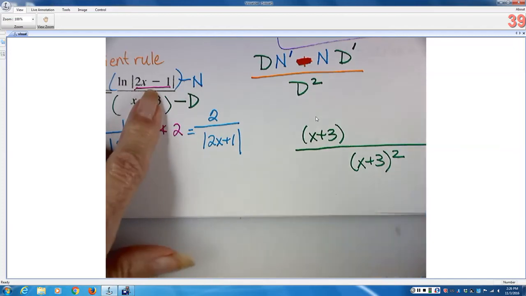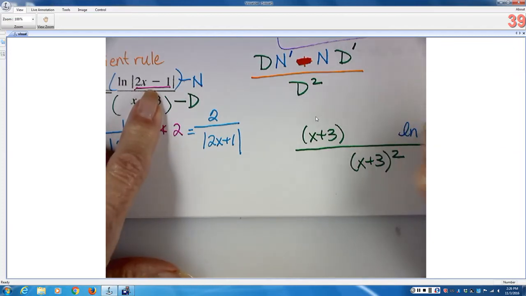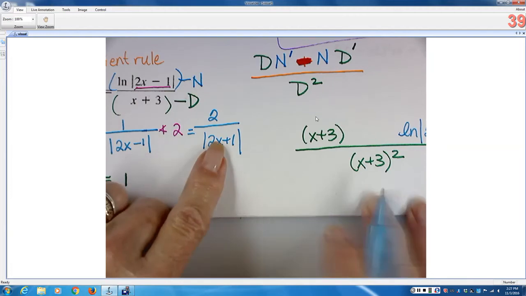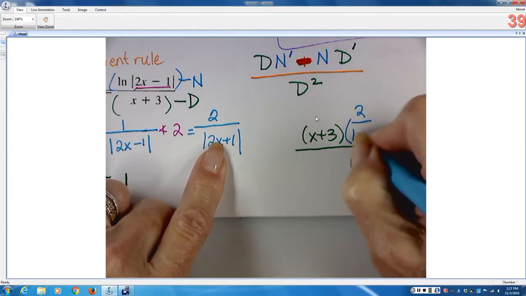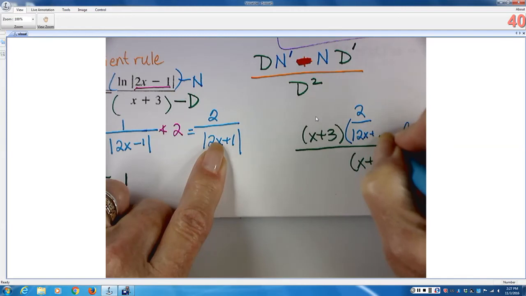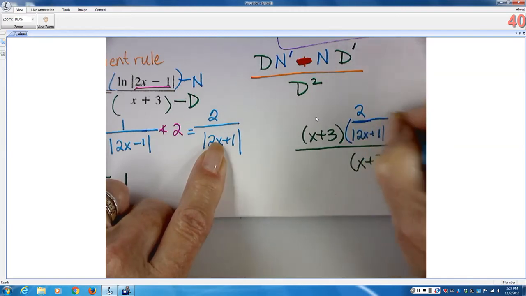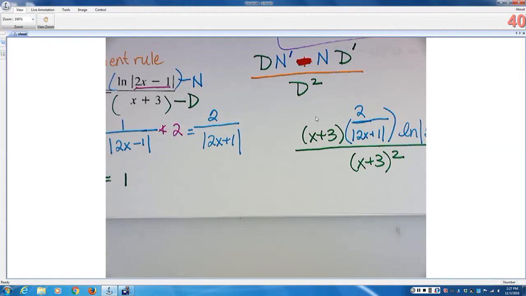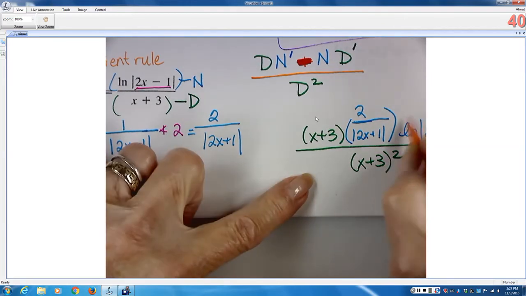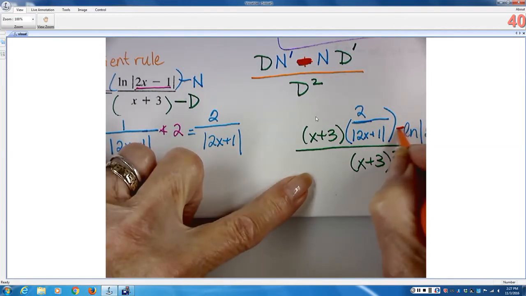My numerator is the natural log of the absolute value of 2x plus 1. And the derivative of my numerator is 2 over the absolute value of 2x plus 1. And there's a plus sign between them. I'm sorry, not a plus sign, a minus sign. Keep trying to make that minus into a plus. Okay?